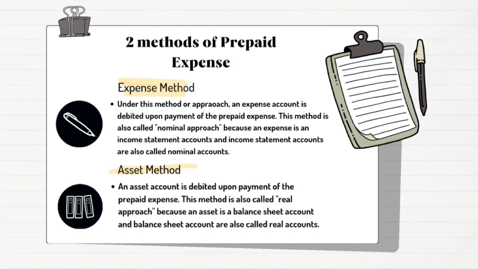The expense method. Under this method or approach, an expense account is debited upon payment of a prepaid expense. This method is also called nominal approach because an expense is an income statement account and income statement accounts are also called nominal accounts. The second one is the asset method. An asset account is debited upon payment of the prepaid expense. This method is also called real approach because an asset is a balance sheet account and a balance sheet account are also called real accounts.